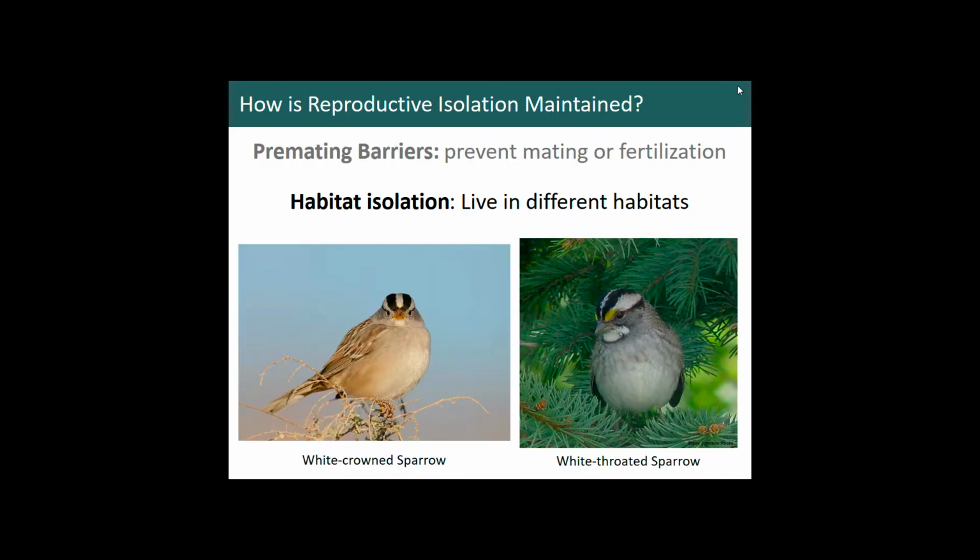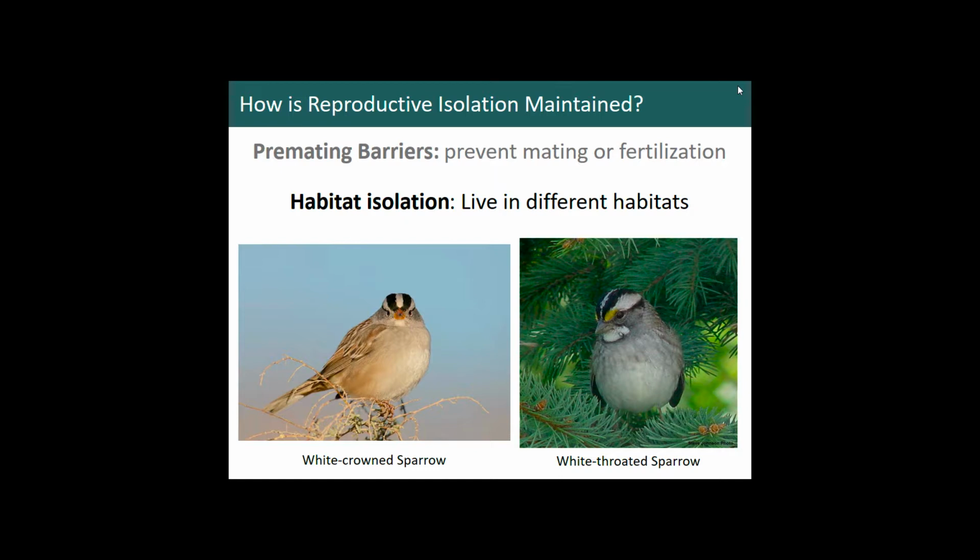Okay. You can also have habitat isolation. In habitat isolation, you don't necessarily have a physical barrier, but you're separated because you're spending time in different habitats. This is kind of like the hawthorn fly and the apple fly, right? They're not physically separated from each other, but they're preferring to spend their time in different trees, and therefore they're separated. The example that I have here is a white-crowned sparrow and a white-throated sparrow.